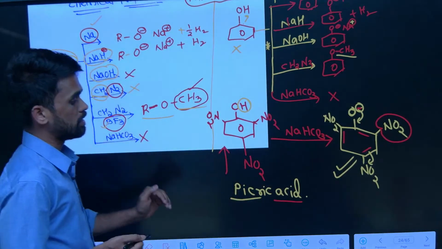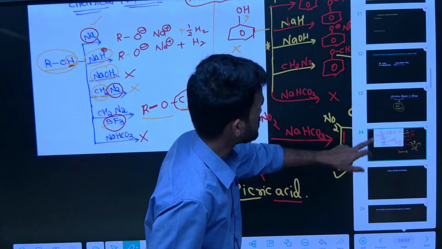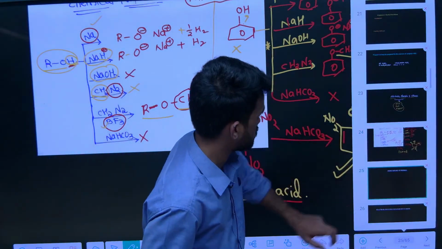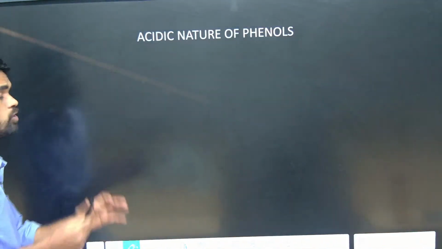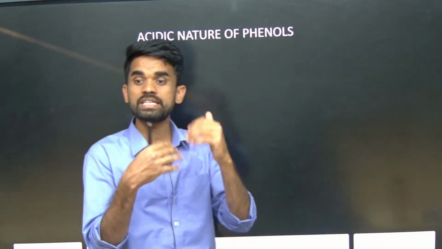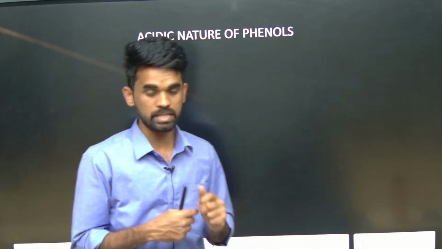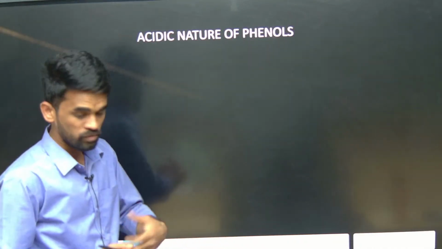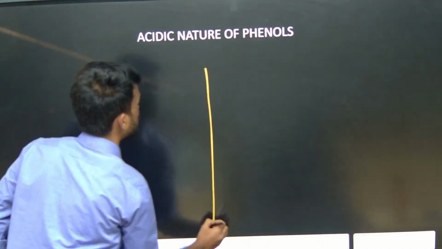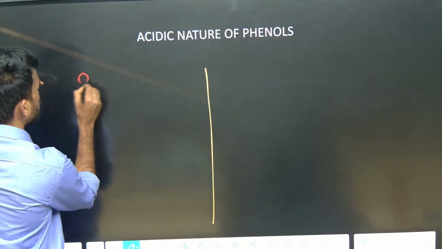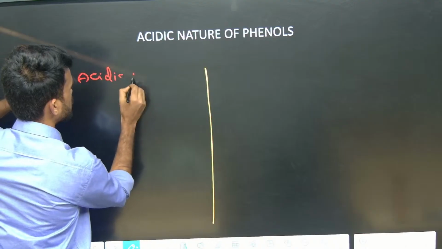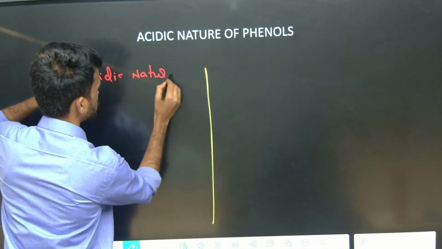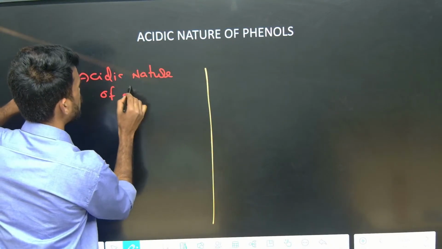Okay, right. The next discussion here is the acidic nature of phenols. What I told you, alcohols, phenols, which is more acidic here? Phenols are more acidic. Now between the alcohols, if we compare, which are more acidic here? Let us take here the acidic nature of alcohols first.